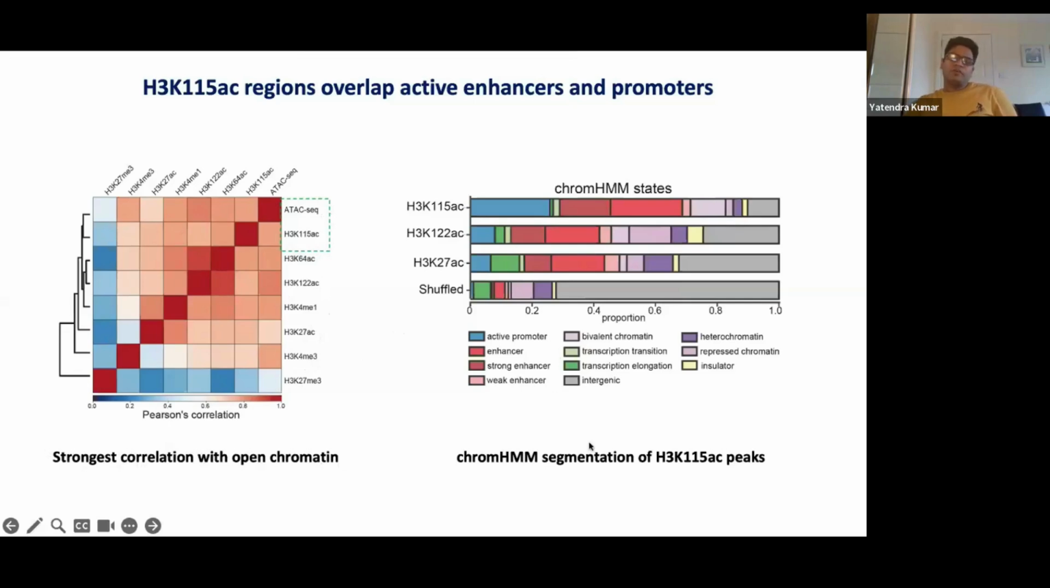And then we used ChromHMM segmentation of H3K115 acetyl regions. We found that with this PTM, a greater proportion of K115 acetyl peaks is associated with active enhancers and promoters compared to two other histone modifications, the K122 and K27 acetyl marks. So this has a closer relationship to active chromatin, along with a tighter association with chromatin accessibility altogether.